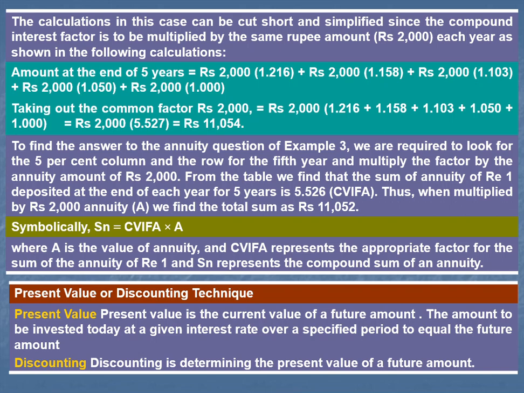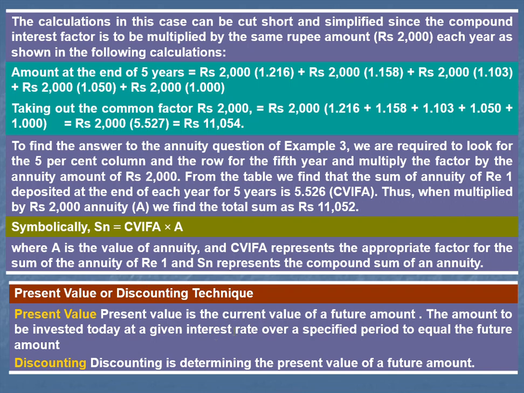Otherwise, if you have a PVIF table, present value annuity table, and future value table, at that time also you can do CVIFA into A. That A is the value of annuity and CVIFA represents the appropriate factor of the annuity of rupees 1.